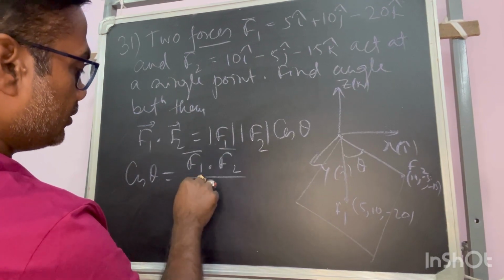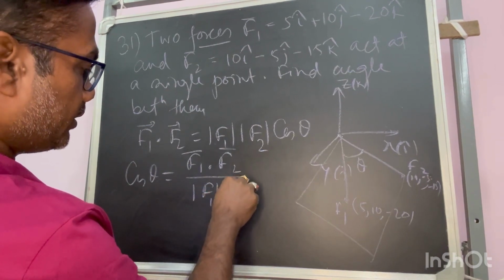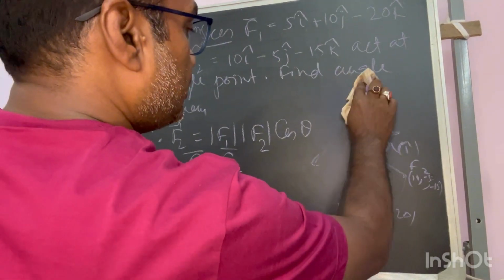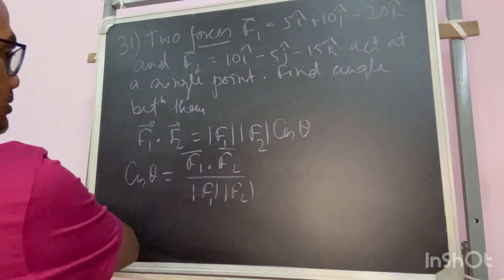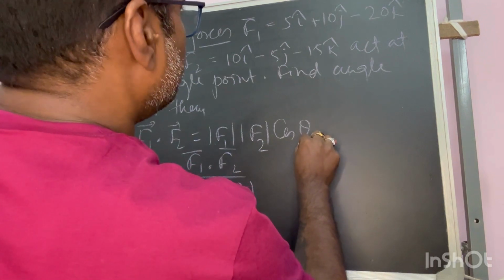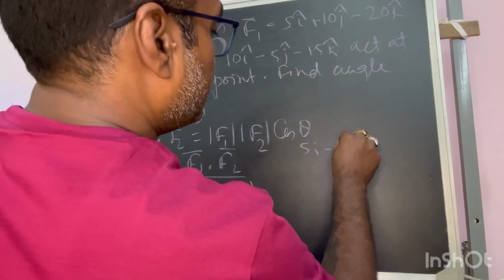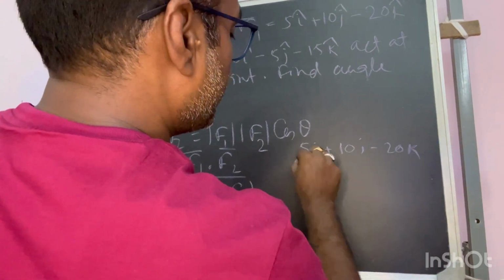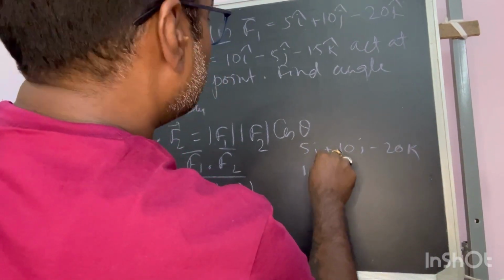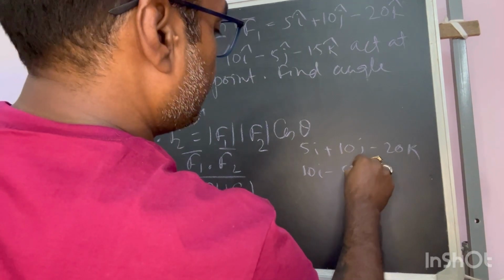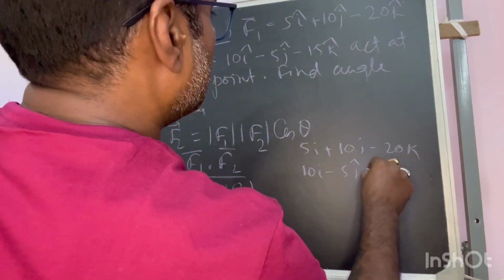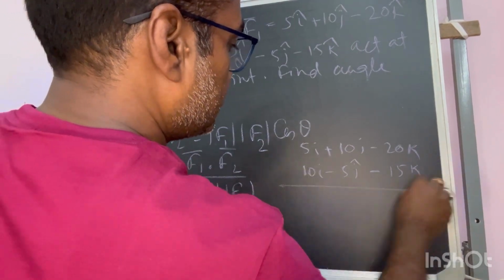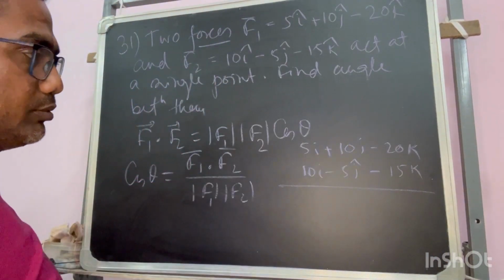f2 by mod value of f1 and f2. Now we have to calculate the dot product. So how will I calculate the multiplication of two vectors? The first vector is 5i plus 10j minus 20k, and 10i, 5j, 15k. I will write it one below the other, because I have to do multiplication, so I am writing it top and bottom.